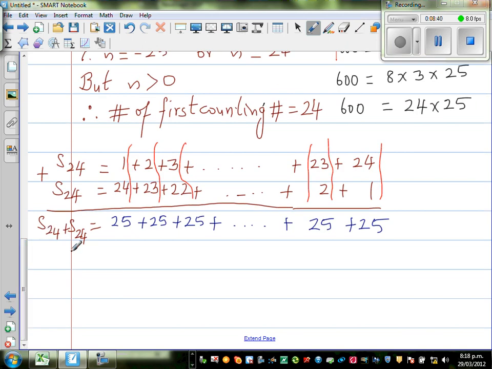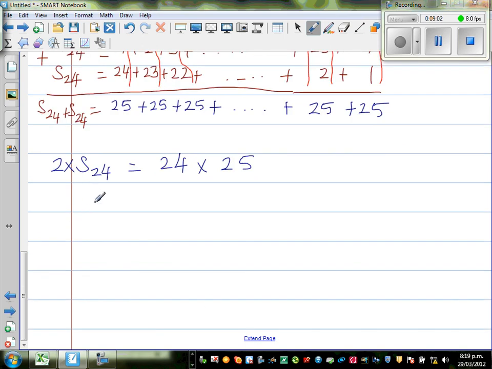This is S24 plus S24, which means two lots of S24. So there are how many lots of 25? It's 24 lots of 25, so it is 24 times 25. If you're adding 25, how many times? 24 times. And we know 24 times 25 is 600. So dividing both sides by 2, I'll write 2 times S24 divided by 2 is equal to 24 times 25 divided by 2.